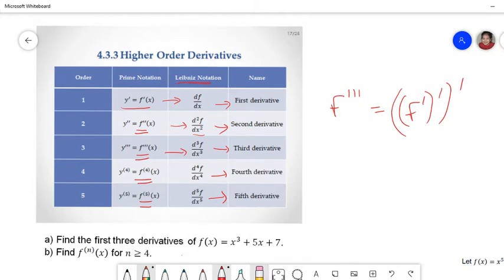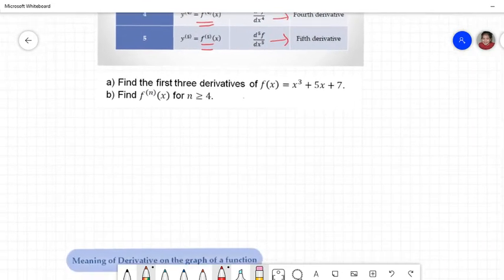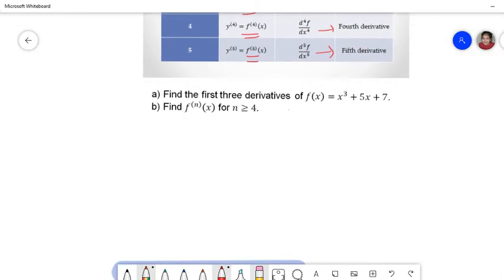Okay, let's look at this question here. Find the first 3 derivatives of x cubed plus 5x plus 7. Then it says find the nth derivatives for n bigger than or equal to 4. So let's start with the first derivative of f, f prime of x, where f of x is x cubed plus 5x plus 7.